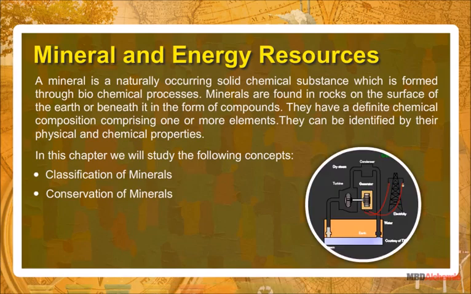A mineral is a naturally occurring solid chemical substance which is formed through biochemical processes. Minerals are found in rocks on the surface of the earth or beneath it in the form of compounds. They have a definite chemical composition comprising one or more elements. They can be identified by their physical and chemical properties. In this chapter, we will study the following concepts: classification of minerals, conservation of minerals.